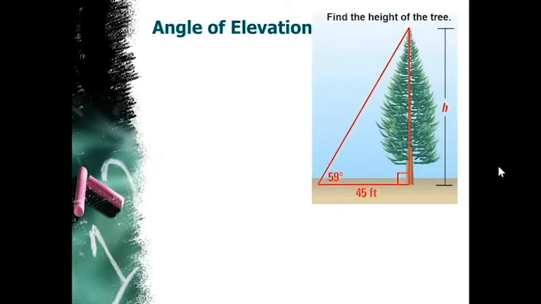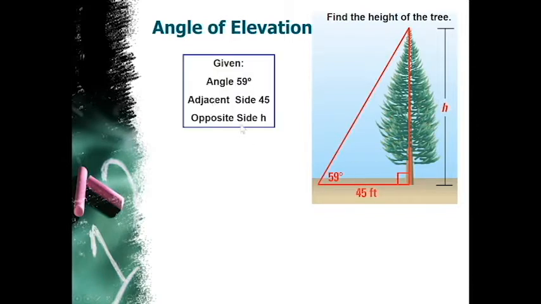Here's one of our real life examples where we're trying to find the height of a tree. What we're given is that you calculate your angle of elevation, the angle from our lowest point right here up to the top of the tree, to be a 59-degree angle. We did that from a point that is 45 feet away from the base of this tree. And we want to calculate the height. So this is a trig function that we're looking at.